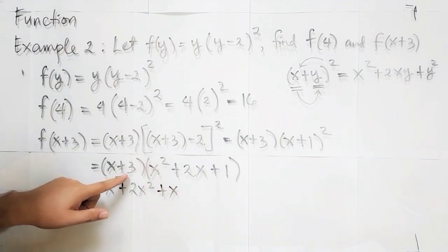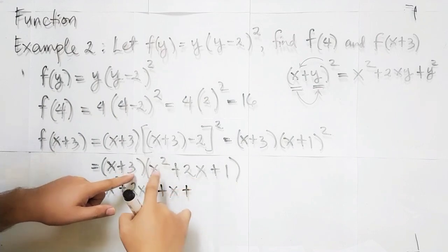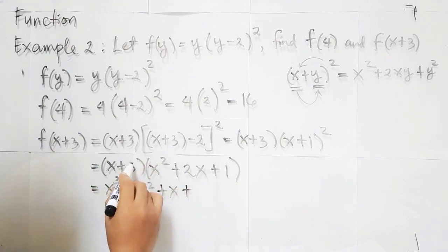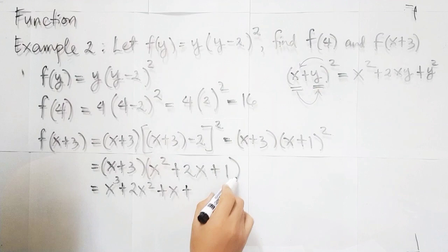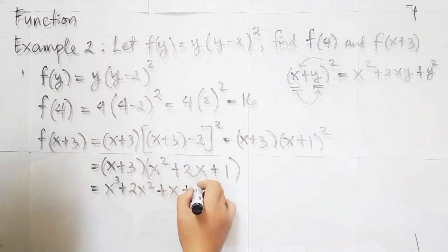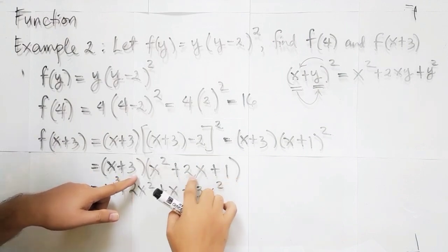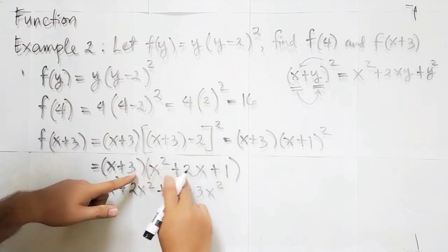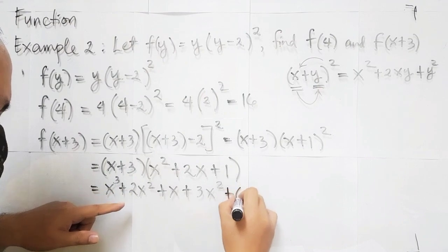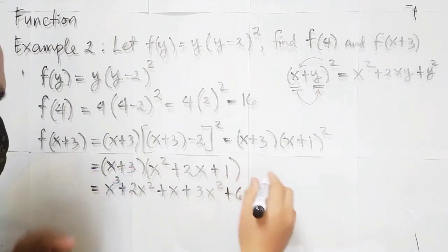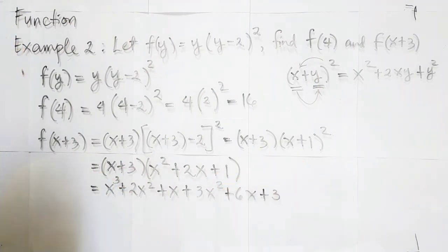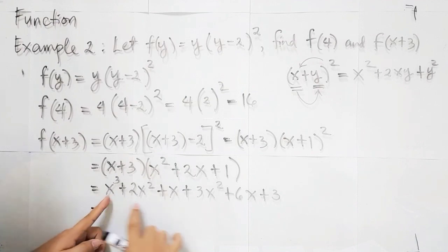And then plus 3 times (x squared plus 2x plus 1). Again, the 3 will be distributed: 3 times x squared equals 3x squared, 3 times 2x equals 6x, and 3 times 1 equals 3. This time, combine like terms. We only have one x cubed, there is no other x cubed. So x cubed.